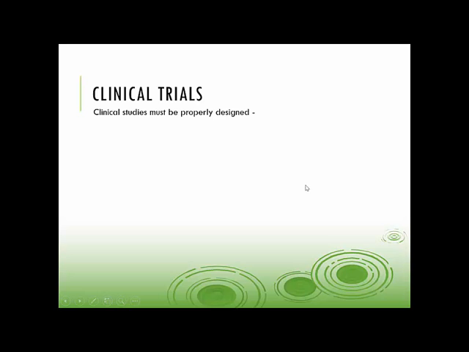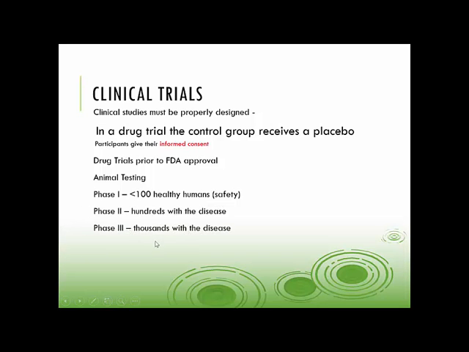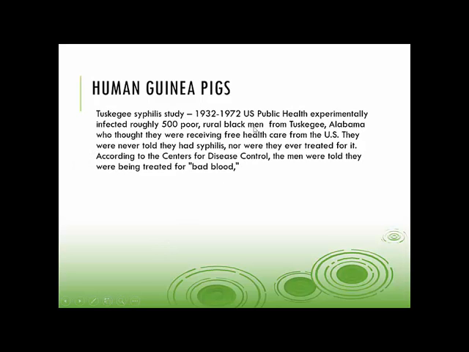Clinical trials are studies that are designed and conducted. Usually an example, I should say, would be with pharmaceutical companies. For example, a drug trial, the control group receives a placebo. Animal testing, this might take place on. Phase 1 is usually less than 100. Phase 2 is hundreds with the disease. Phase 3 is thousands. Human guinea pigs, has this happened?